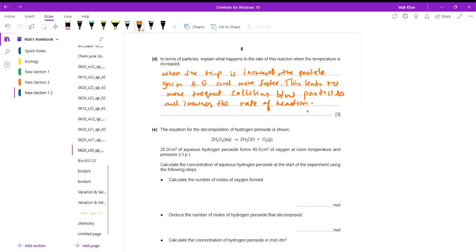The equation for the decomposition of hydrogen peroxide is shown. तो ये आपको इक्वेशन हमने बता दी है decomposition of hydrogen peroxide into water and oxygen. 25.0 cm cube of aqueous hydrogen peroxide forms 48.0 cm cube of oxygen at room temperature and pressure. Calculate the concentration of aqueous hydrogen peroxide at the start of the experiment using the following steps. Calculate the number of moles of oxygen formed. So you have to calculate the number of moles of oxygen.